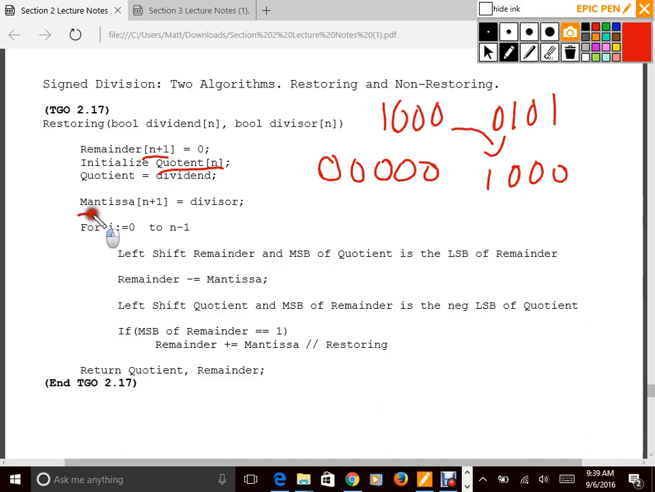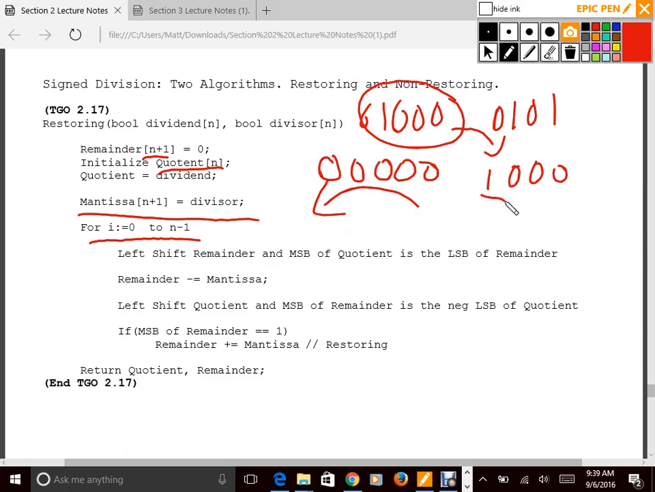And we're going to set the divisor register of n plus 1 bits equal to the divisor. That's another term there. So we're going to do this with 5 bits. We take this divisor here, and it'll be 01000, and that's going to be equal to the divisor register. So for i equals 0 to n minus 1, we're going to left shift the remainder, and the most significant bit of the quotient becomes the least significant bit of the remainder.